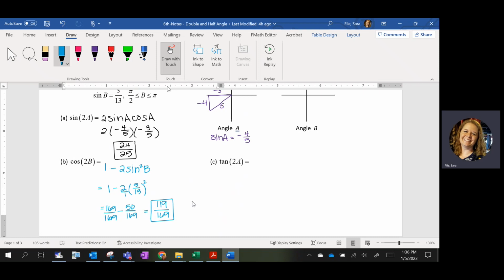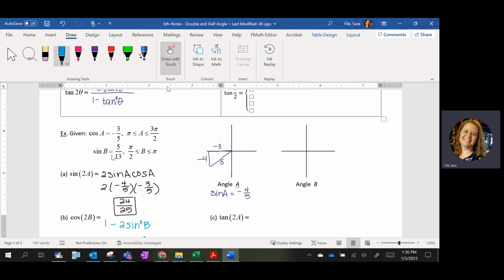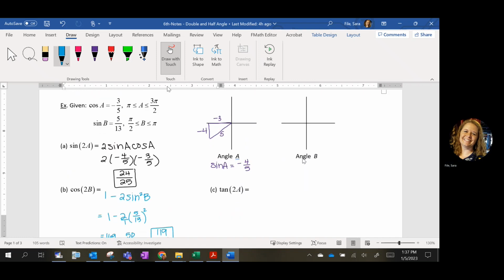Now, had I chosen a different cosine double angle formula, had I chosen the one that needed cosine and sine of B, and I don't know sine of B, I could have done the same thing over here and drawn a picture of angle B and figured out what cosine of B is, couldn't I? I didn't need to yet, so I didn't, but you could do that if you chose the other identity.